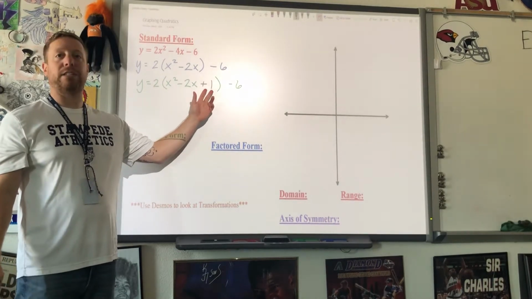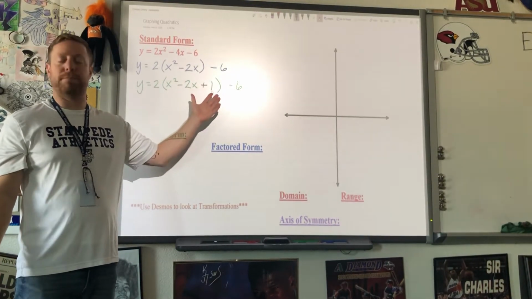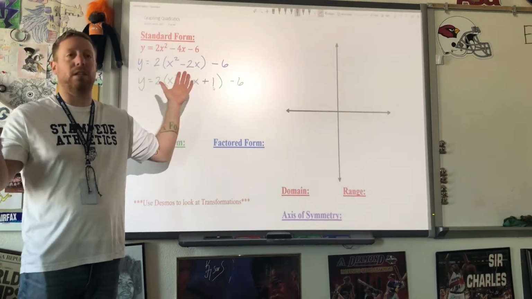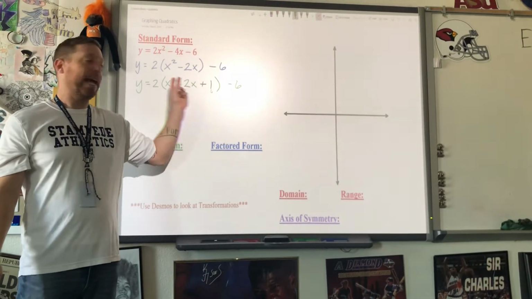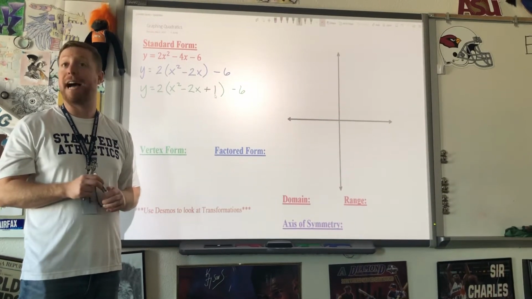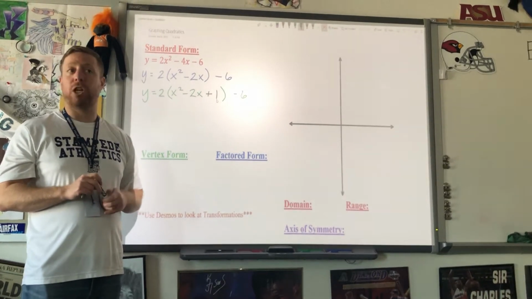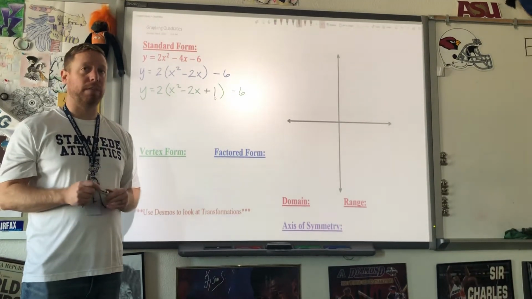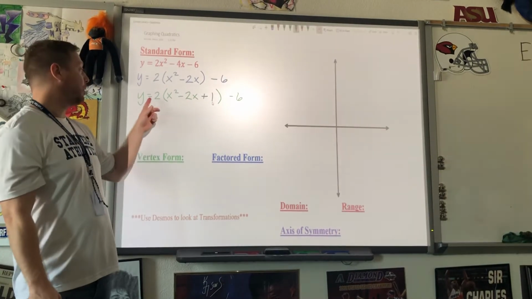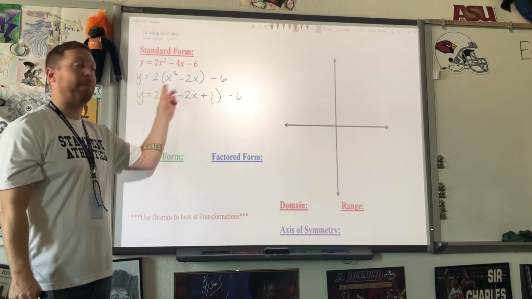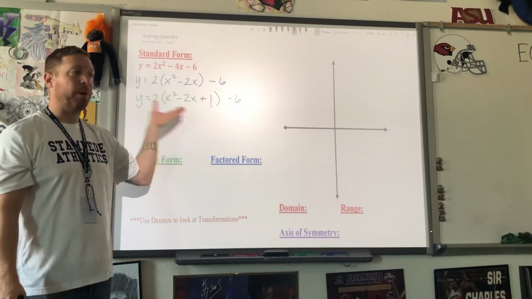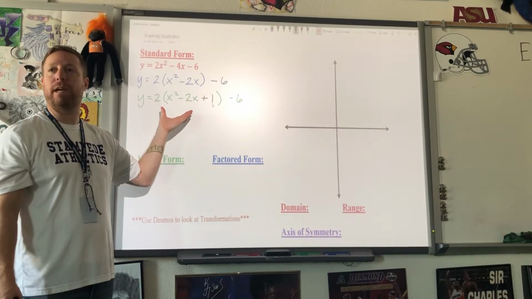It looks like I just changed the problem, right? I've got to do something else to make sure I didn't just break the law and change the problem. It appears as though I added 1 to this problem. I did not. I added 2 to this problem. Does anybody see what I'm talking about? Distributive property. This 2 is actually multiplying by everything in here. So when I put plus 1 right here, I actually put positive 2 into this equation.